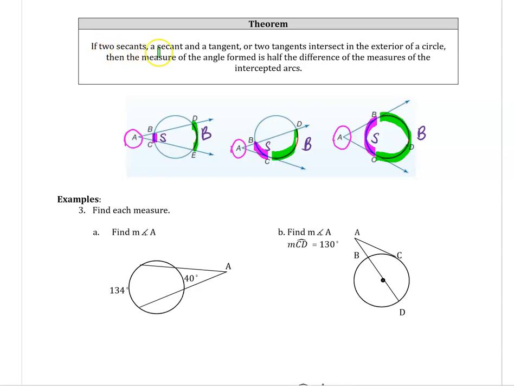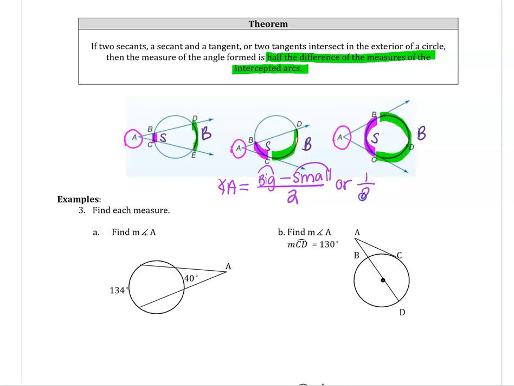It says if two secants, a secant and a tangent, or two tangents intersect in the exterior of a circle, then the measure of the angle formed is half the difference of the measures of the intercepted arcs. So this is something that I generalized for myself even when I was in high school. This is something that I always would write out. So angle A in each of these cases is going to be the big arc minus the small arc divided by 2.